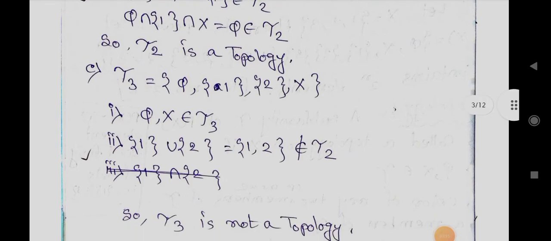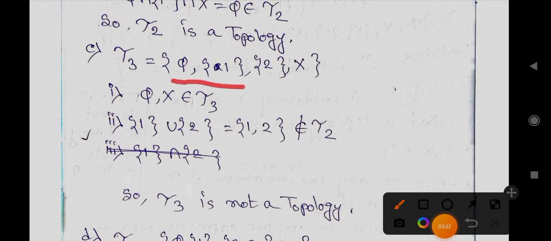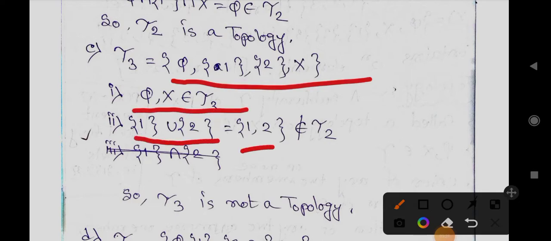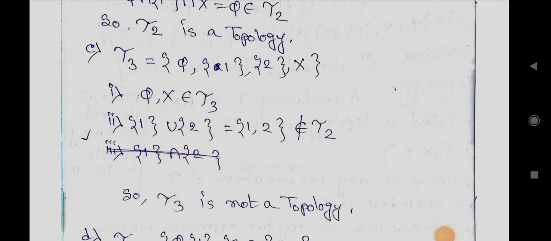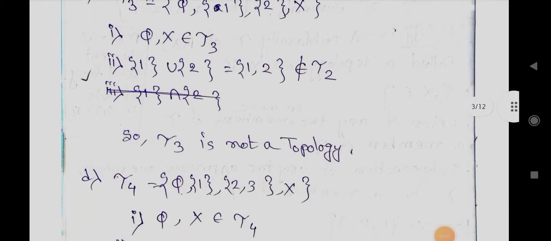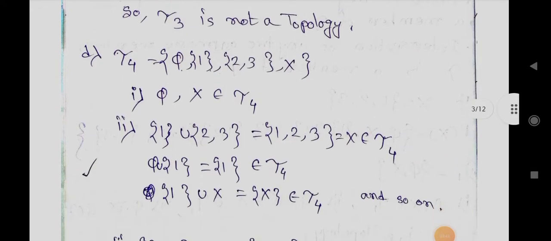Check tau 3. Is tau 3 a topology? Let tau 3 equal {phi, {1}, {2}, X}. Phi and X belong to tau 3. But 1 union 2 equals {1,2} does not belong to tau 3. So tau 3 is not a topology. If any one condition is not satisfied, then this tau is not a topology.